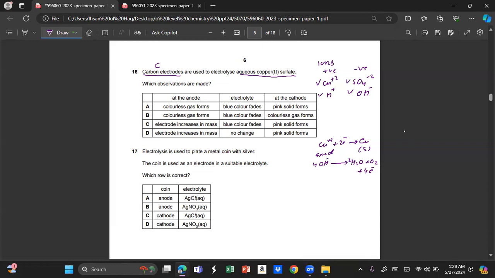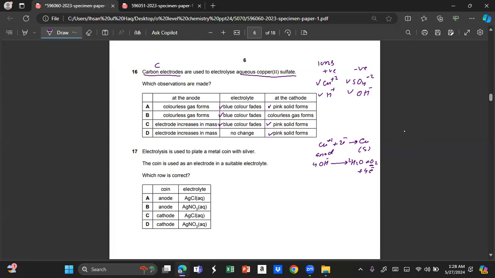So at the anode, what will be produced? We have seen that oxygen is produced, a colorless gas. On the negative electrode, what is produced? Pink solid. There are 3 options of pink solid. What is the color of electrolyte? As copper goes, blue color fades. This option is blue color fades.